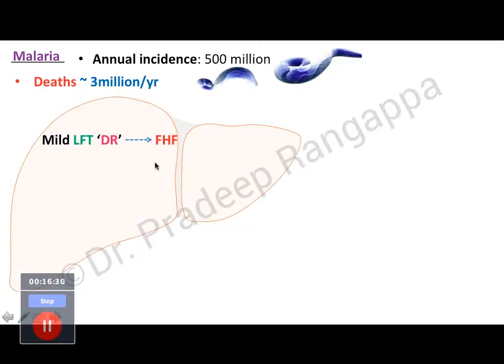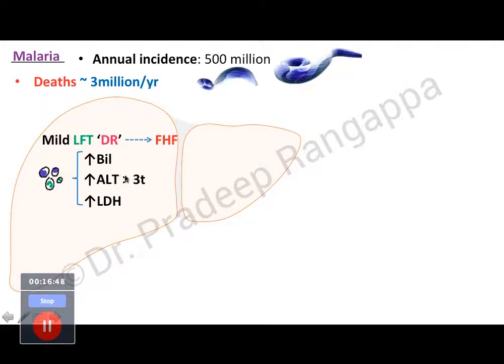So liver, how does it affect it? Mild LFT derangement to fulminant hepatic failure in malaria. And malaria typically causes something called malaria hepatitis, where there is increase in bilirubin. You saw in lepto and dengue there is more AST rise. Here you will see more ALT rise.